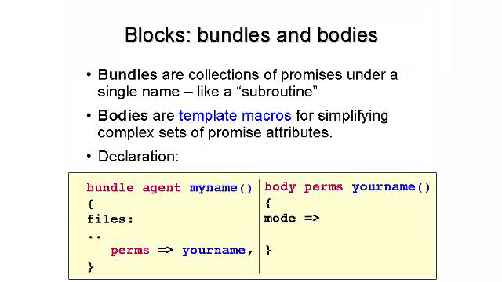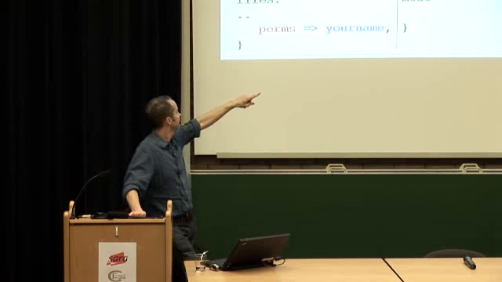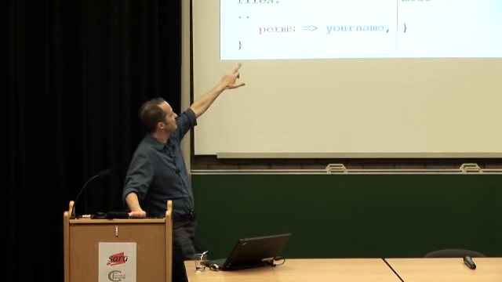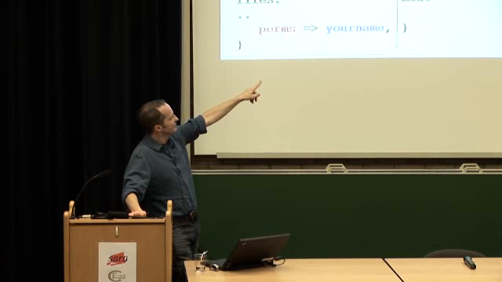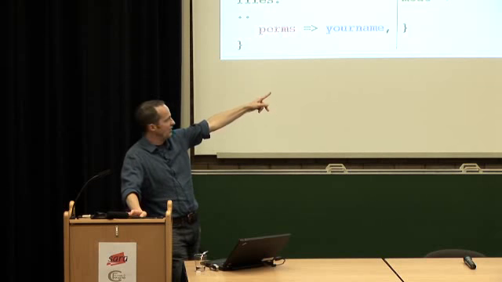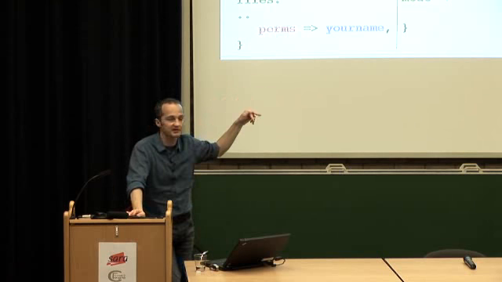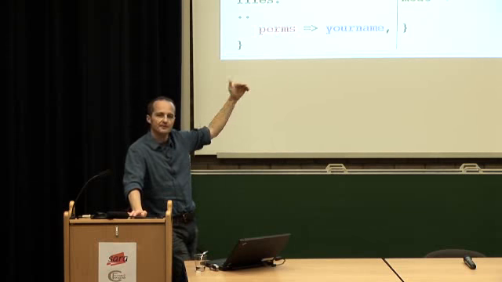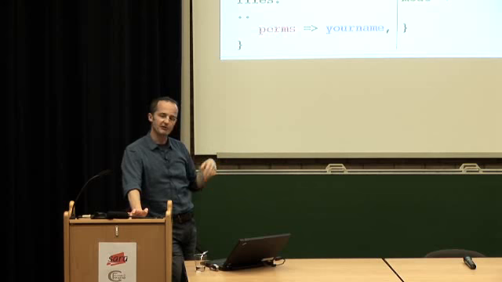We declare these things like so. So bundle, agent, CFEngine words, my name, user-defined word, curly braces, and then a number of promises grouped together under the name my name. Similarly, body perms, CFEngine words, your name, user-defined word, curly brackets, and then a list of attribute settings, mode, arrow, value, left-hand side, arrow, right-hand side. As many of these things as we care to stuff into one of these bodies, this now becomes a template that we can refer to in the main code, if you like.